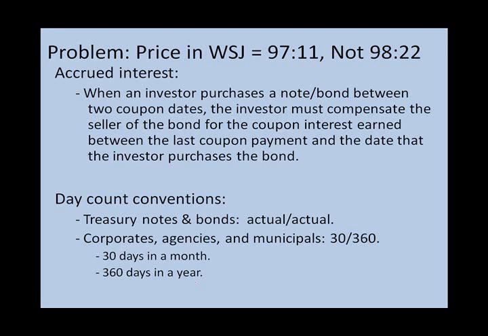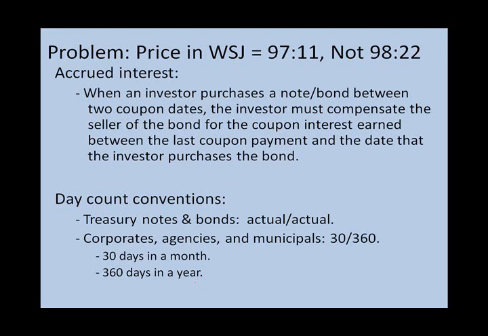Now we have some day count conventions that will help us work out how much interest did the person who sold the bond earn and how much interest do we earn. The day count conventions for Treasury notes and bonds are that we use the actual number of days in the month divided by the actual number of days in the year. For corporates or agencies such as Fannie and Freddie and municipal bonds, we deal with 30 divided by 360. In other words, there's 30 days in a month and 360 days in a year.